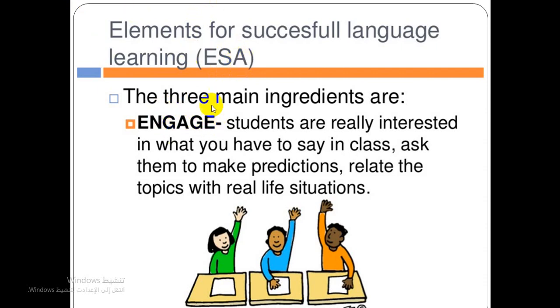Engage means that students are really interested in what you have to say in class. Ask them to make predictions, relate the topics with real life situations. So engage is the point in a teaching sequence where teachers try to arouse the students' interest, thus involving their emotions and feelings. Activities and materials which frequently engage students include games, music, discussions, stimulating pictures, dramatic stories. When students are engaged, they learn better than when they are partly or wholly disengaged.